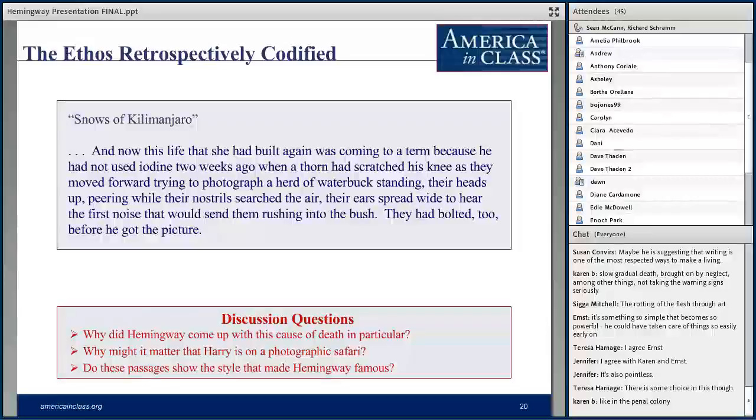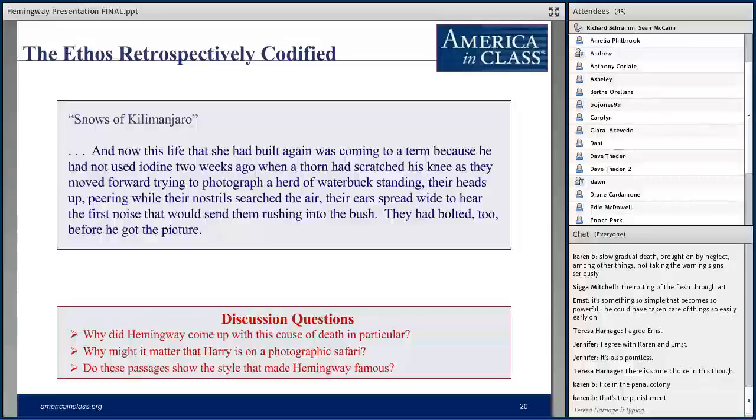Teresa notes that there is some choice in this, though. I mean, he's chosen to be out there on a photographic safari, and he chose not to take care of the wound. Yes, exactly. And this is the moral failure that the story is about. The moral failure is selling your talent, being a photographer rather than a writer. To the extent there is a moral victory in the end, it is in ceasing to care about these things and in therefore being a mean-spirited son of a bitch as you're going out the door, I guess. But that's, I think, all of the suggestion.